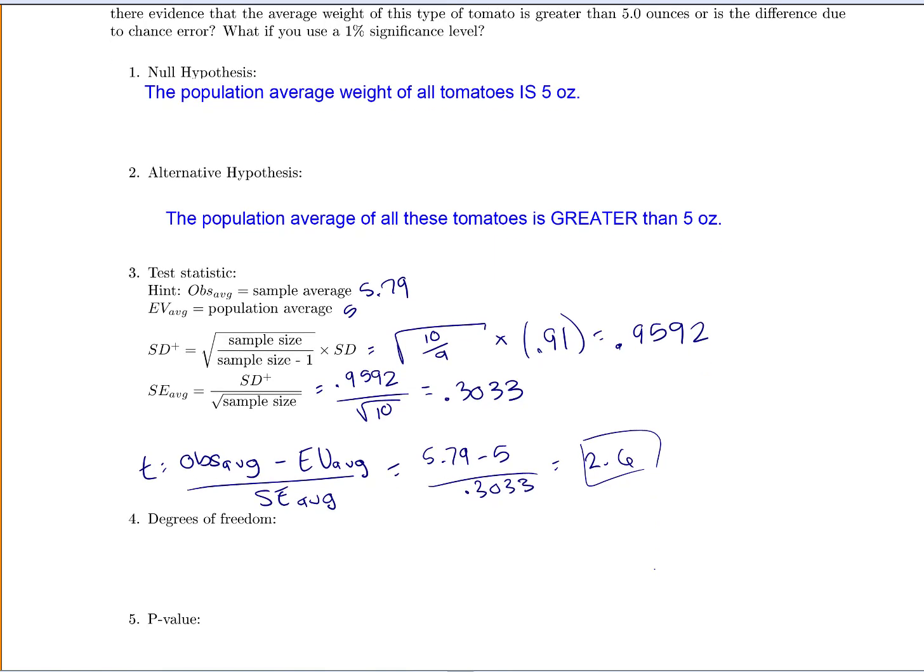I'll probably get a small p-value. Degrees of freedom is always equal to your sample size minus 1, which is going to be 10 minus 1, or 9.